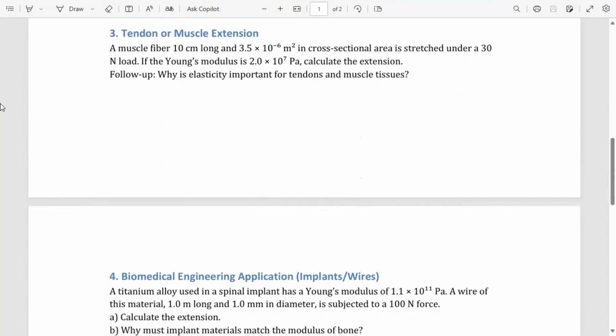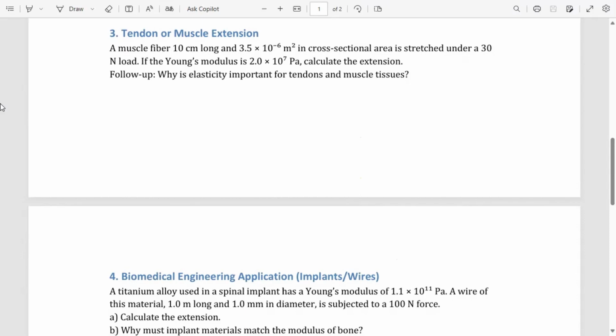Let's look at the next question, which is question 3. Question 3 is talking about tendon or muscle extension. The question reads: a muscle fiber 10 centimeters long and 3.5 times 10 to the power minus 6 square meters in cross-sectional area is stretched under a 30 Newton load. If the Young's modulus is 2.0 times 10 to the power 7 pascals, calculate the extension. Then the follow-up question is: why is elasticity important for tendons and the muscle tissue?